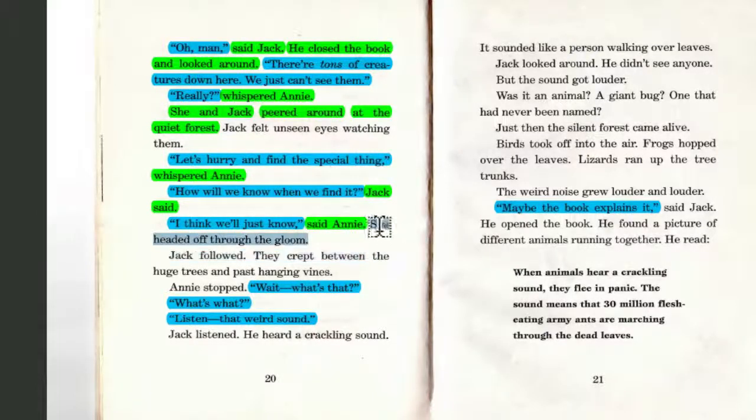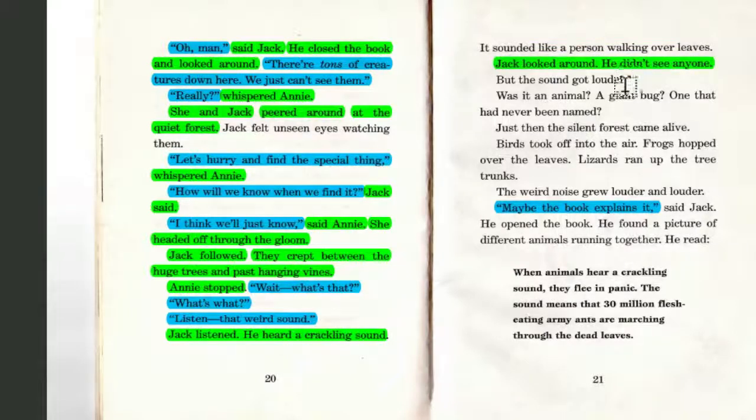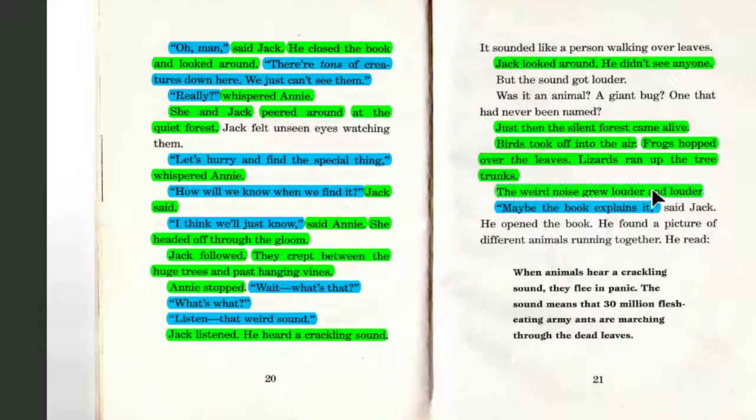She headed off through the gloom. So I'm going to go ahead and move through this quickly and kind of be quiet. That way I can kind of speed it up. Okay, all right, and that finishes up for coding the actions. I did make a little mistake right here.